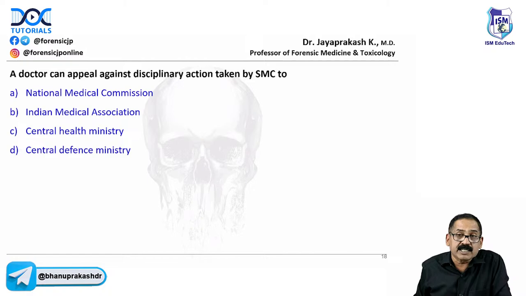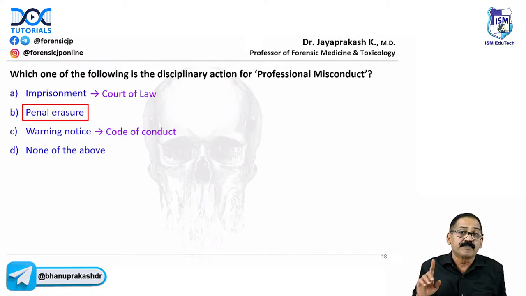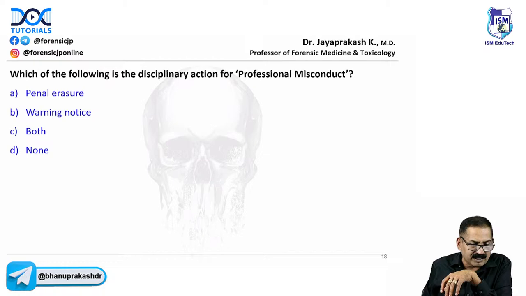Which one of the following is the disciplinary action for professional misconduct: imprisonment, penal erasure, warning notice? I told you clearly, warning notice is not the answer. Penal erasure is the answer here. Now, which of the following is the disciplinary action for professional misconduct? Penal erasure, warning notice. The answer is penal erasure.